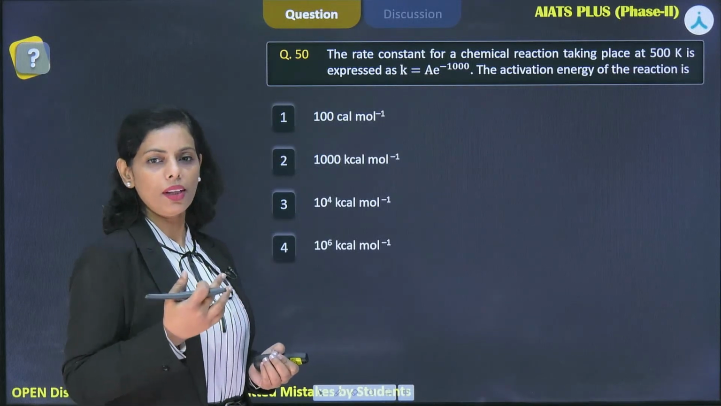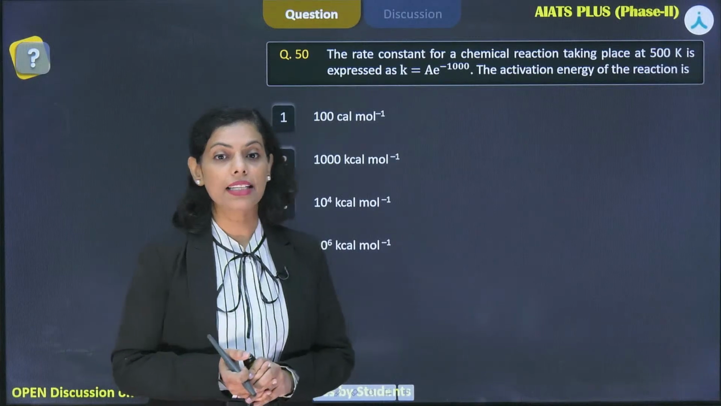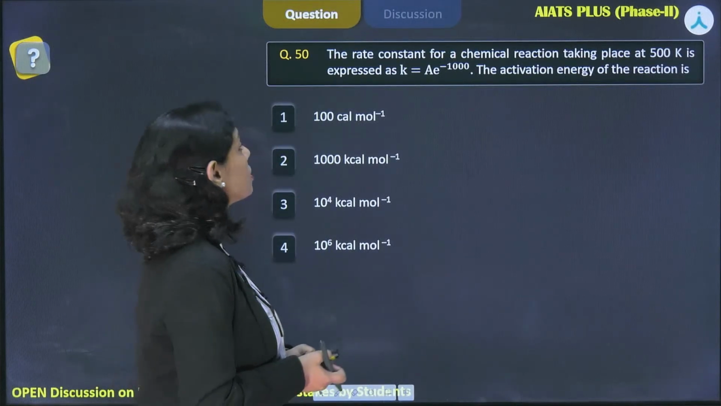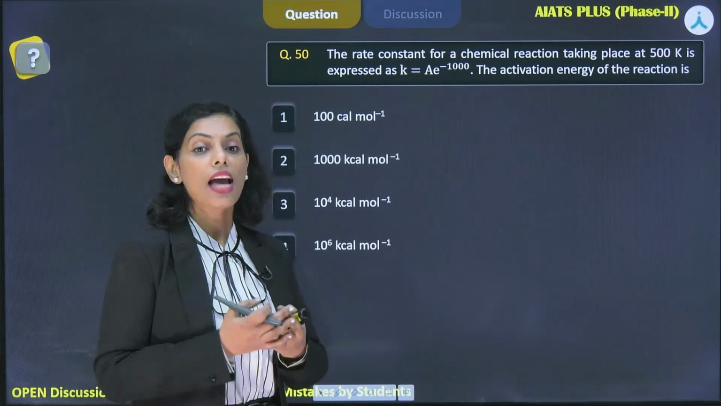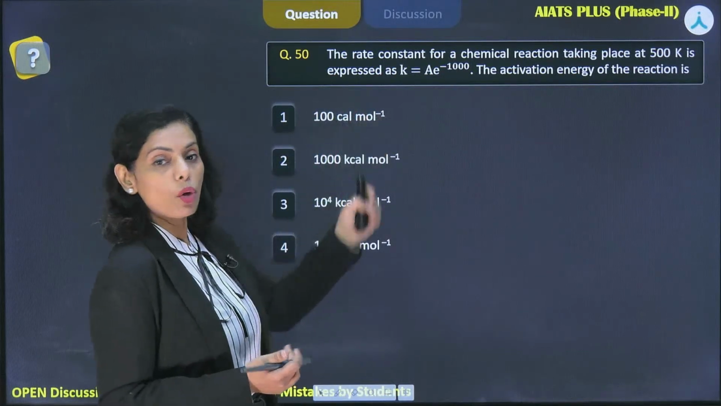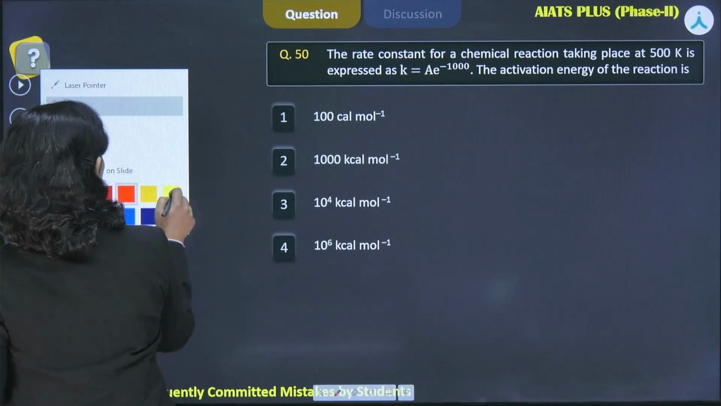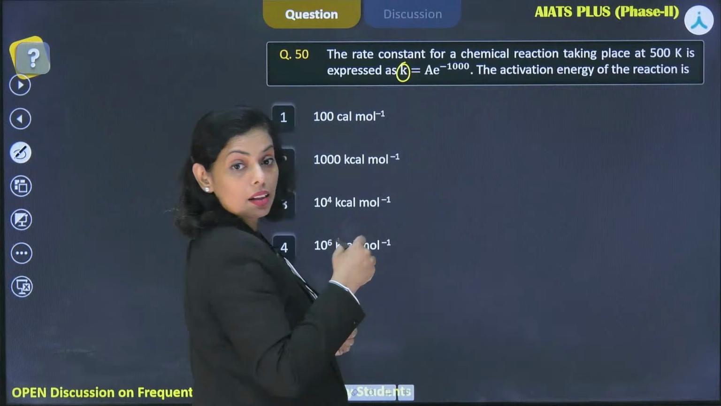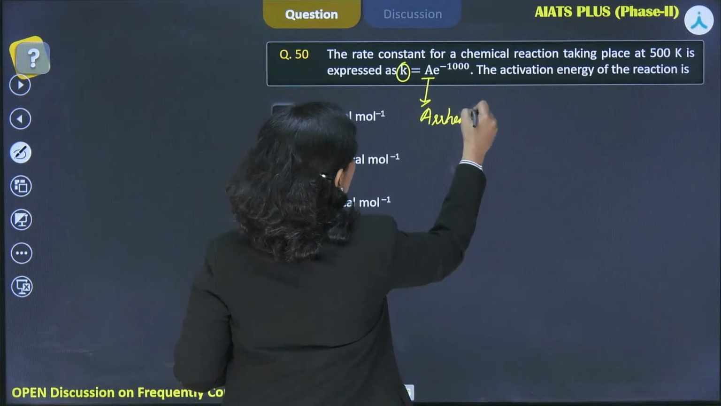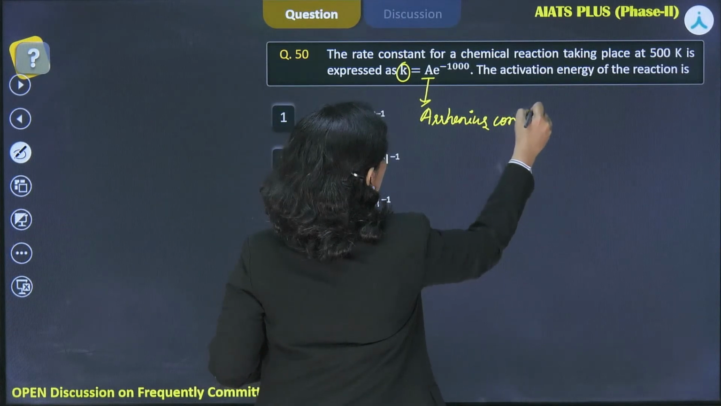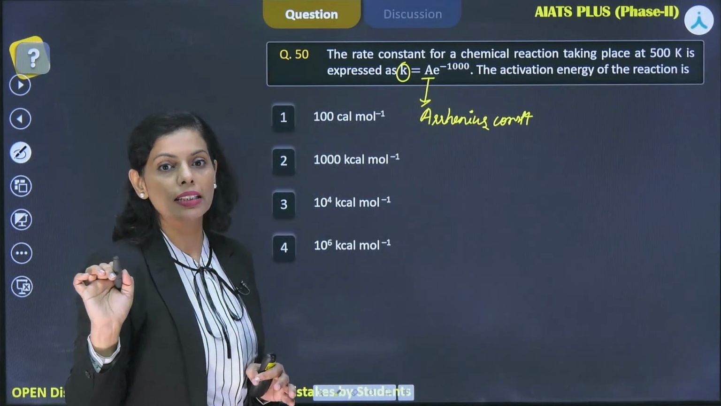Okay, let's start. So the first question is from the chapter Chemical Kinetics, and this question says the rate constant for a chemical reaction taking place at 500 Kelvin is expressed as, K value is given. What K is? I hope you know that K is the rate constant, right? Here this A is the Arrhenius constant, and the exponential form has this minus 1000 here, right?